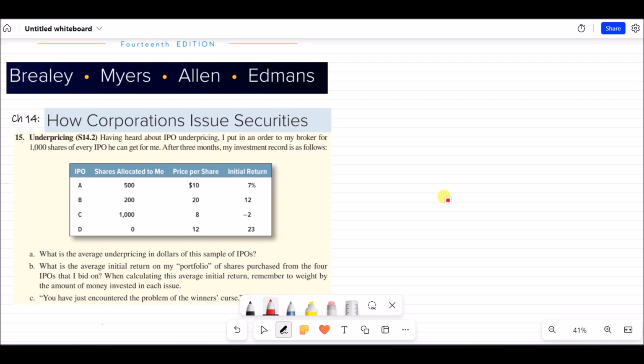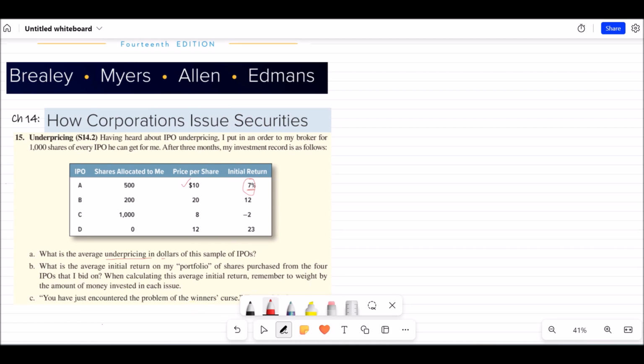So let's come to the requirements. What is the average underpricing in dollars of this sample of IPO? So to see the underpricing, we know that the initial returns are actually the underpricing. So the company sold the stock in $10, and on the first day of its trading, the stock rose about 7%. So the underpricing is about 7%. That is the 7% left on the table for the investors, right?